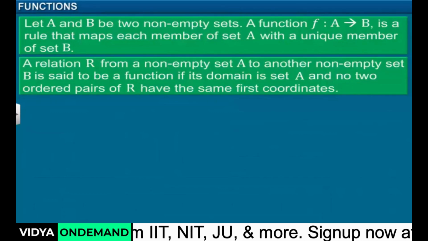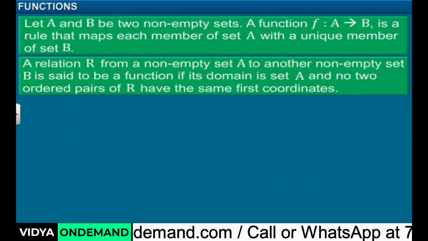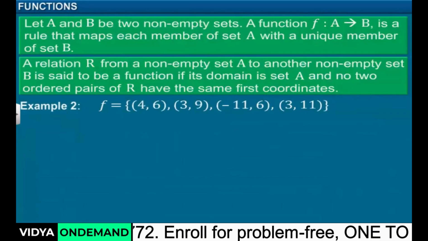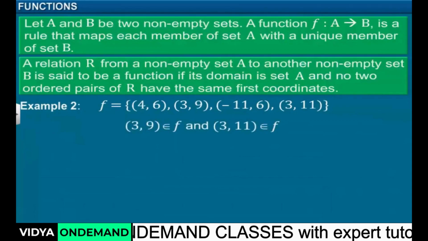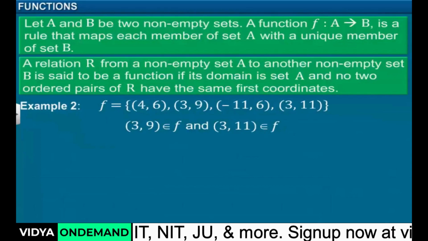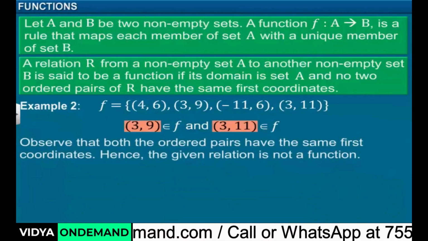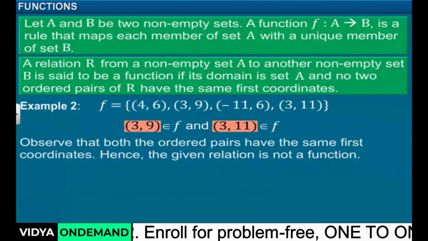For example, let F be the set as shown. The ordered pairs (3, 9) and (3, 11) belong to set F. Observe that both the ordered pairs have the same first coordinates. Hence, the given relation is not a function.